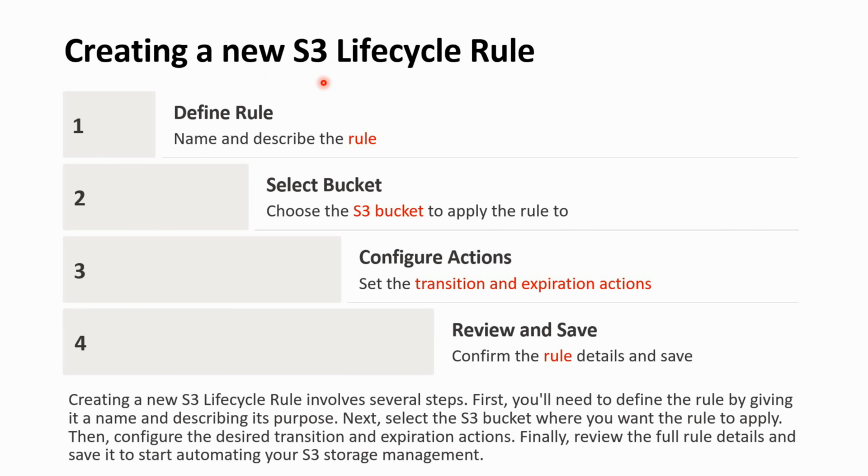How to create a new S3 lifecycle rule? Step 1 is define the rule. Name and describe the rule. Second step is select the bucket. Choose the S3 bucket to apply the rule to. Third step is configure actions. Set the transition action and expiration action. Fourth step is review and save. Confirm the rule details and save. We will see how to do that.